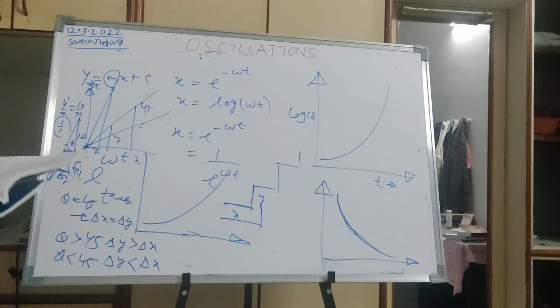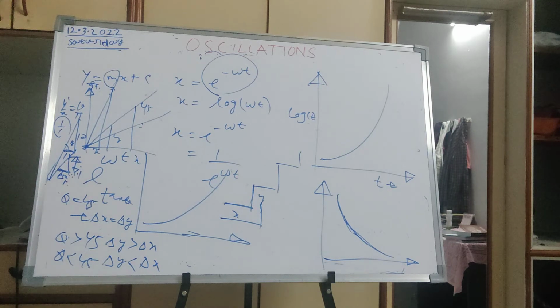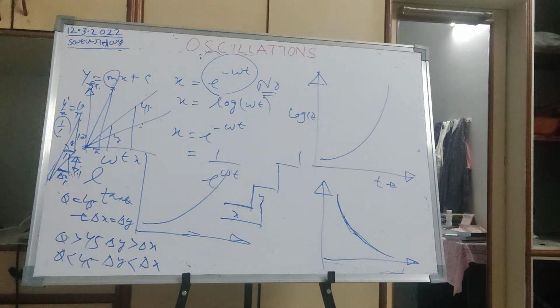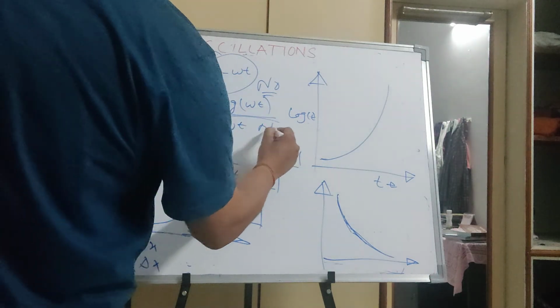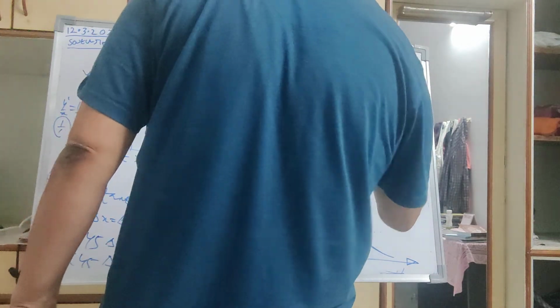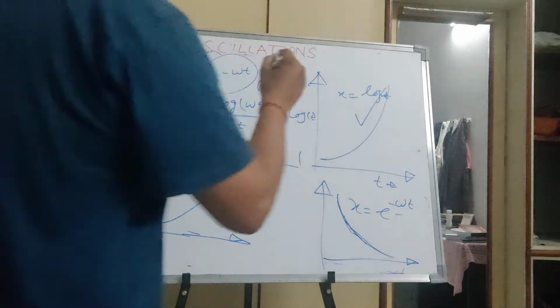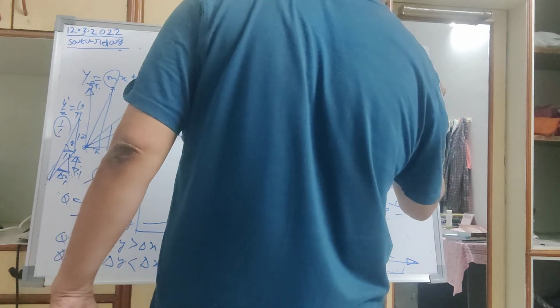Okay, so the question is whether an exponential function is periodic in nature. The answer is no. Okay, clear. Similarly, a logarithmic curve: whether it is periodic in nature, the answer is no. So this is the equation for x equal to log t. This is the equation for x equal to e to the power minus omega t, or log omega t. So these are not periodic in nature, whereas the sine curve keeps repeating itself.